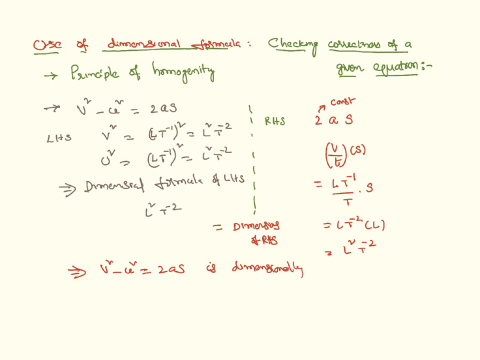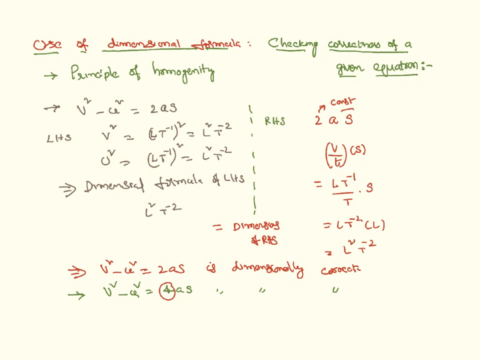I am saying only dimensionally correct. We cannot prove whether it is scientifically correct, whether it is correct as per physics or not, based on dimensional analysis. Why am I saying this? Say, for example, if I have given an equation v square minus u square equal to 4as, this is also dimensionally correct, because 4 is anyway a number. It won't have any dimensions because it's a constant.